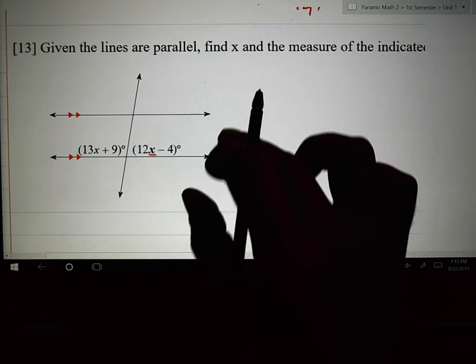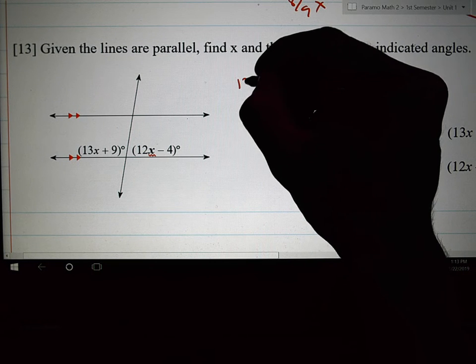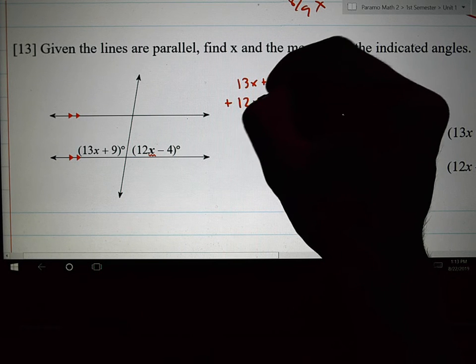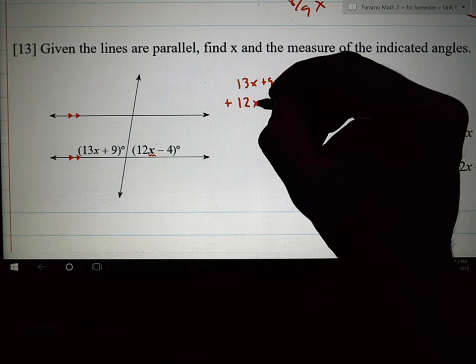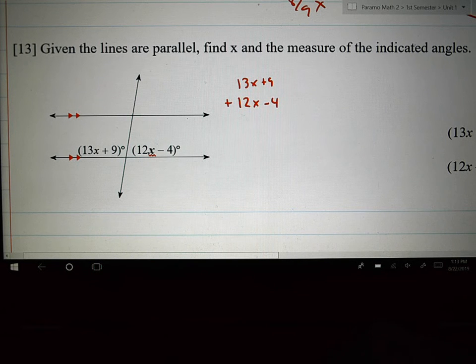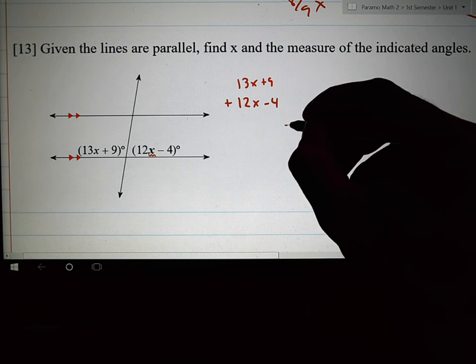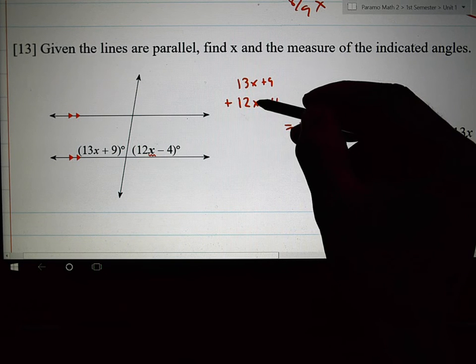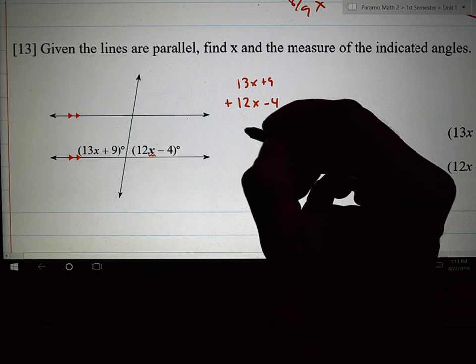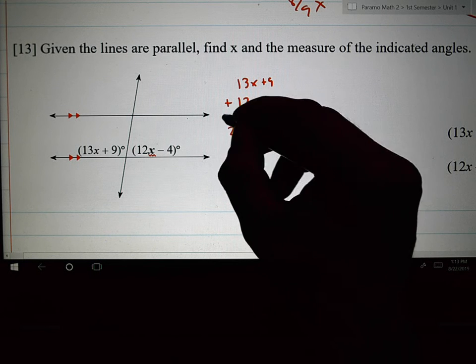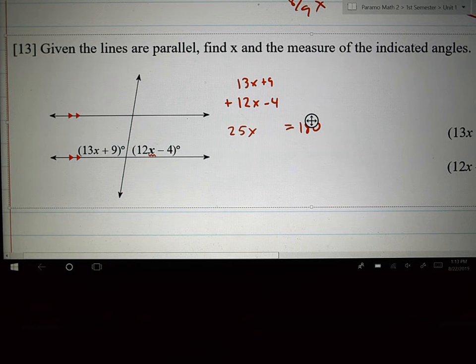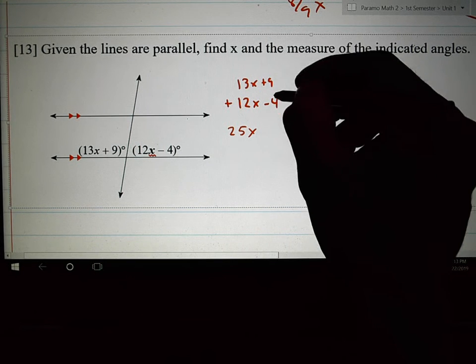So what does that mean? That means you take 13x plus 9 and you are going to add 12x minus 4. And that sum should equal 180 degrees. So when you add these together, 13x can only add to the 12x. 13x plus 12x is 25x. Nine minus 4 is plus 5.